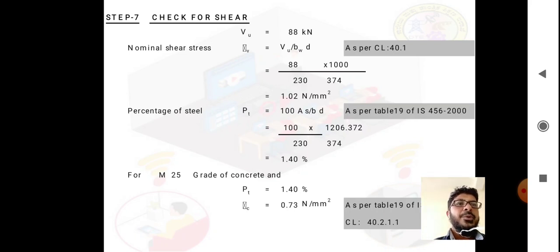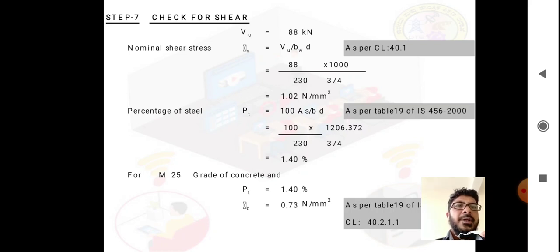From clause 40.1, nominal shear stress tau V is equal to Vu by Bw into d. Remember, here you have to substitute width of the rib, not width of the flange. So just substitute all the values. Shear force 88 you convert in terms of Newton, divided by width of the web into effective depth. So we got 1.02 Newton per mm square of nominal shear stress.